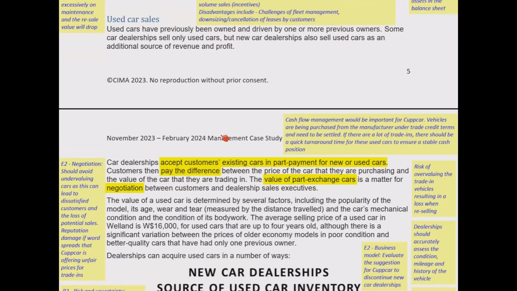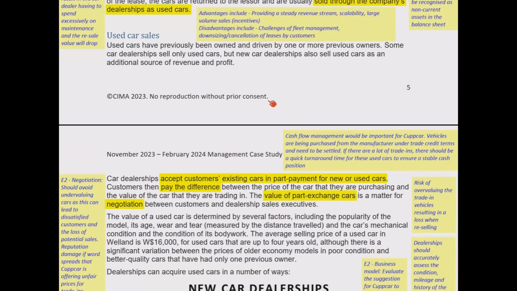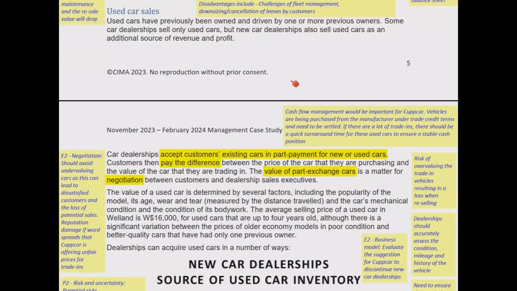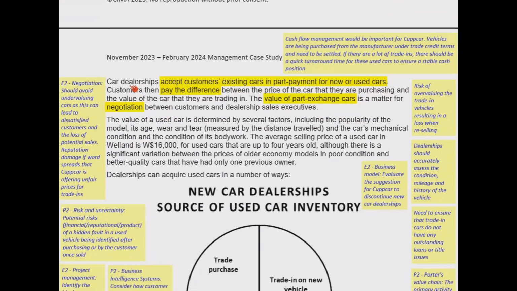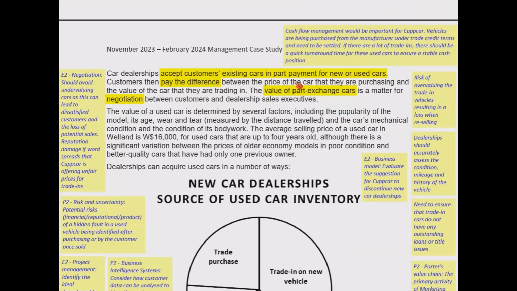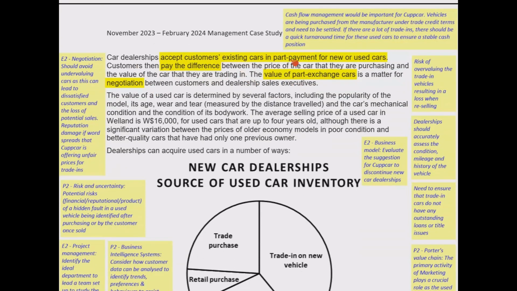Now we need to just talk a little bit about the used cars. So used car sales. This is where any car that's previously been owned and driven is sold by a dealership. Now, car dealerships will take, as we've already said, cars in part payment for new cars. So these are the cars that are part exchanged, and that will then form a source of these used cars, which then they will sell on.